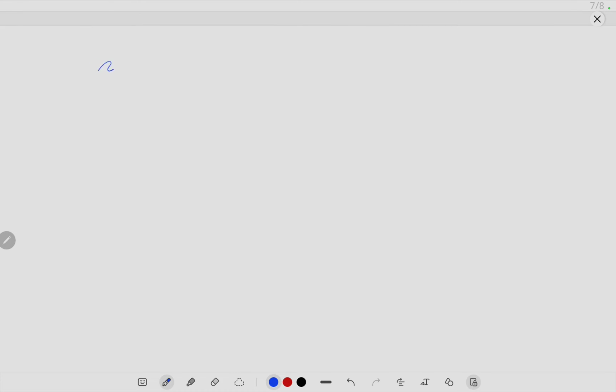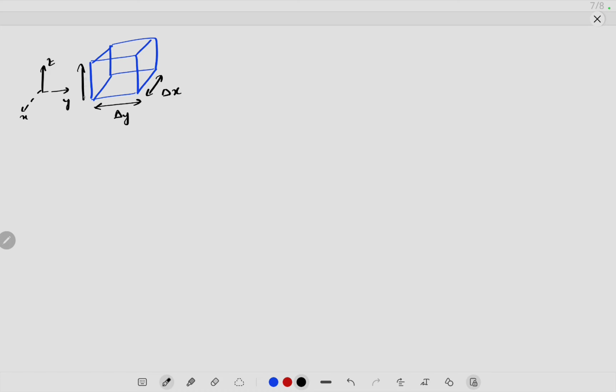So let's consider a cubical fluid element. Coordinate axes x, y and z. Again, let's say the length along the y axis is delta y, along the x axis is delta x, and the length along the z axis is delta z.